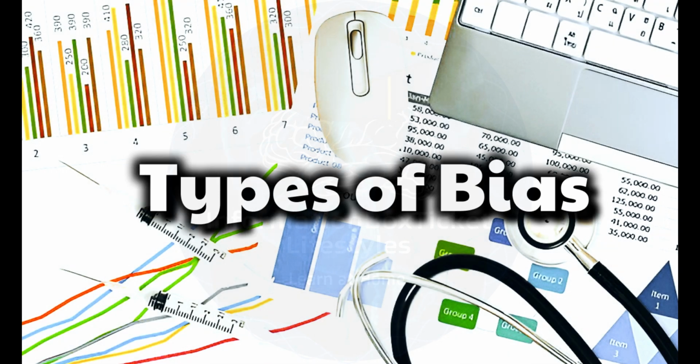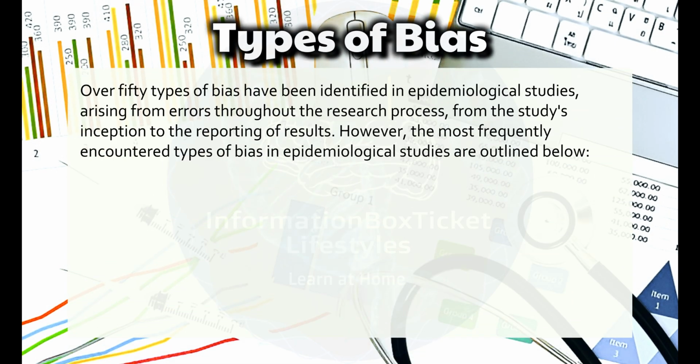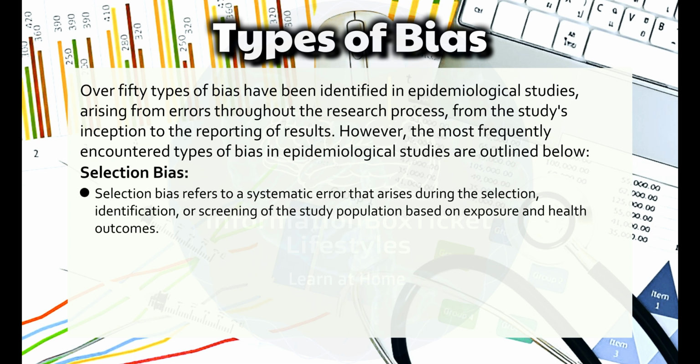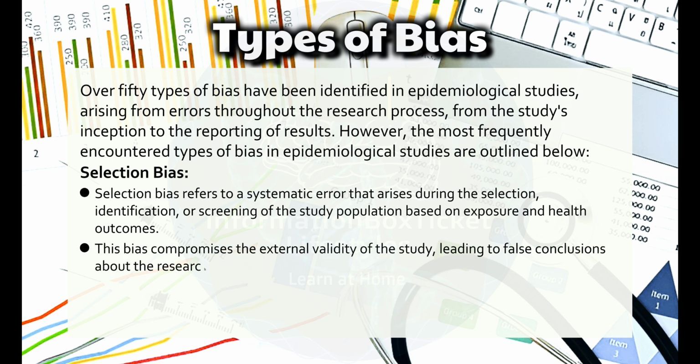Types of bias. Over 50 types of bias have been identified in epidemiological studies, arising from errors throughout the research process, from the study's inception to the reporting of results. However, the most frequently encountered types of bias in epidemiological studies are outlined below. Selection bias. Selection bias refers to a systematic error that arises during the selection, identification, or screening of the study population based on exposure and health outcomes.